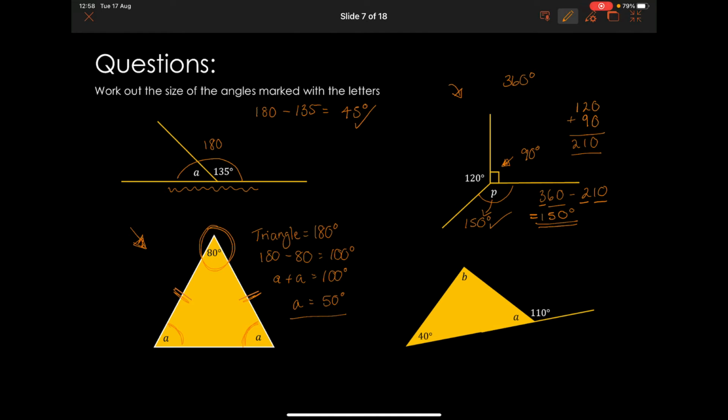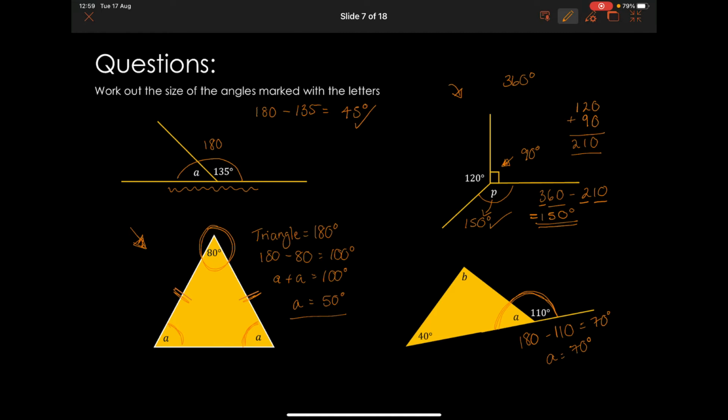Last one seems a little bit tricky, okay, because you've got two angles to find. Remember, this is a straight line first of all, and a straight line adds up to 180. If I do 180 take away 110, okay, that leaves me with 70 degrees. So A equals 70 degrees.